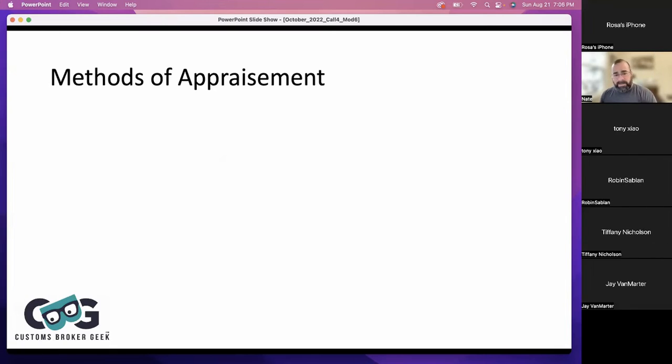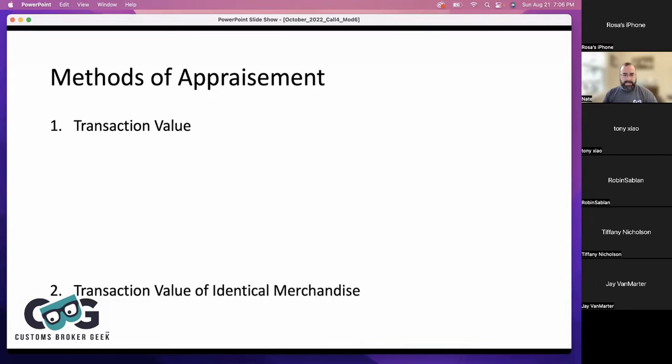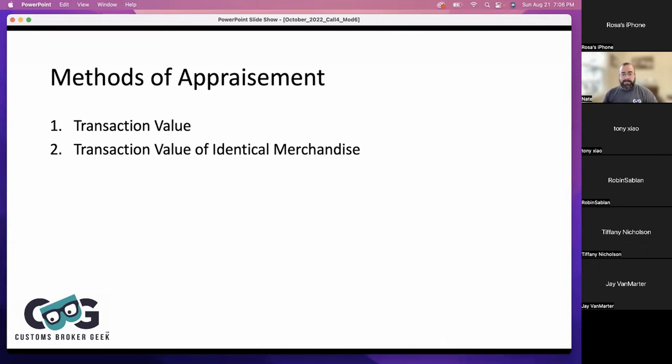So there's 5 methods of appraisement, and transaction value is the first one. It's the most common. It's what was actually paid for the goods. And that's the one that generally gets used for most entries. The next method is transaction value of identical merchandise.